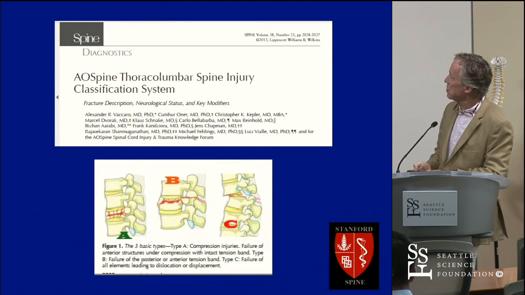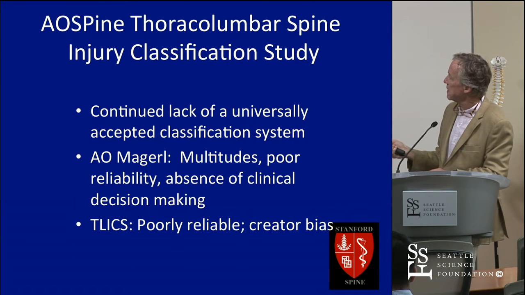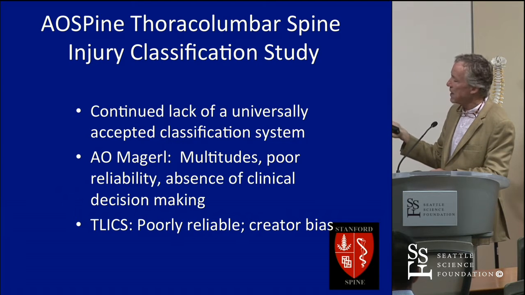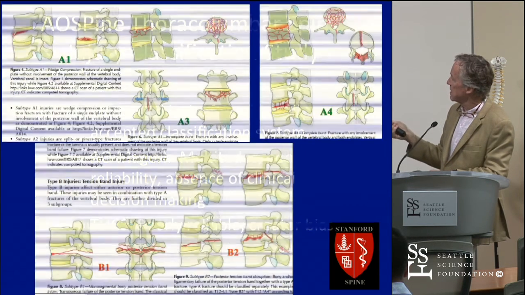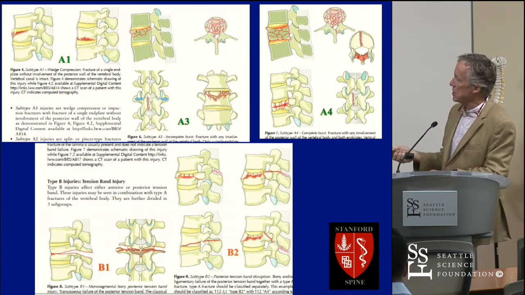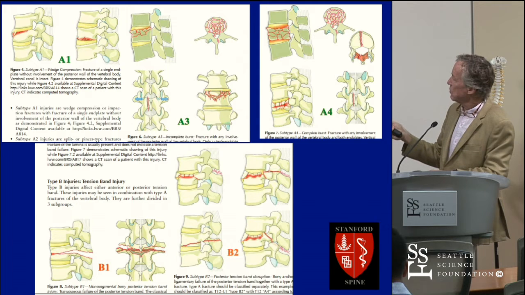The AO spine thoracolumbar classification system is a cousin of all this, based on the same thing, but it was designed because even the TLIX has some creator bias. This was, remember, put together by expert opinion only, so that's level 5 data, level 5 evidence, and so they were trying to come up with a more universally accepted classification system that would apply itself all over the globe. And it's sort of a variant, but you can see now that we basically classify these fractures into those three main types that AO used.